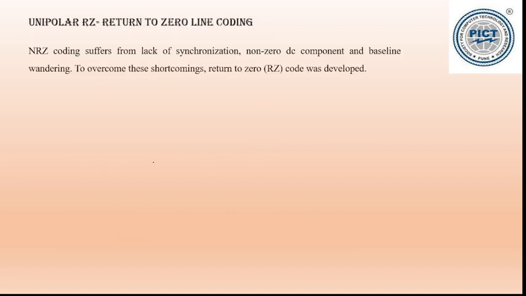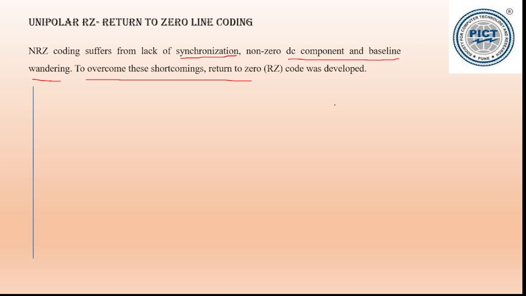Now let's next see the unipolar RZ, that is return to 0 line coding. The previous non-return to 0 coding suffers from lack of synchronization, because if there are multiple non-zero bits, then there is difficulty in detecting which bit is transferred. So DC component and baseline wandering problem is there. To overcome these shortcomings, the return to 0 code was developed.